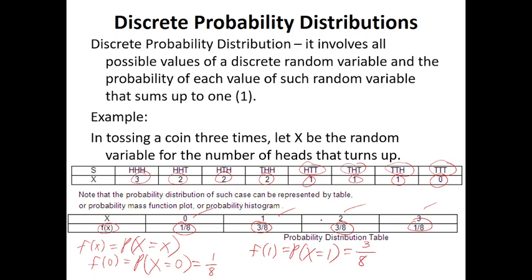If we add all of these, 1 over 8 plus 3 over 8, 4 over 8, plus 3 over 8, 7 over 8, plus 1 over 8, 8 over 8, that is equal to 1, right? So it sums up to 1. Okay? So this is the characteristic of a discrete probability distribution.